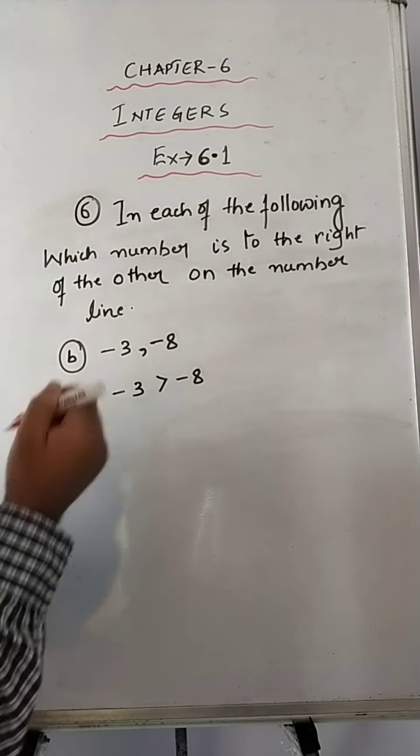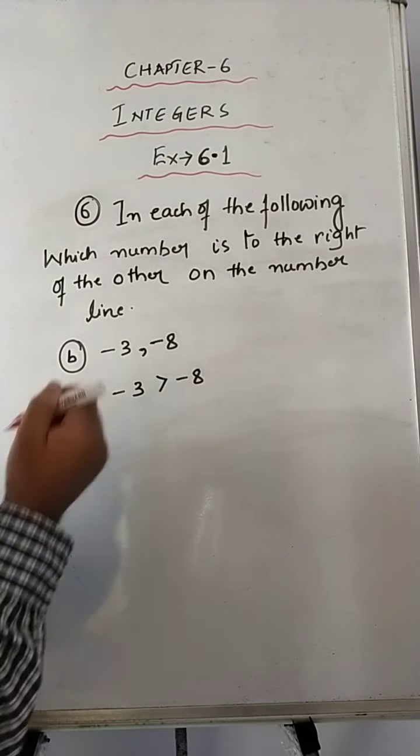-3 lies to the right hand side of the number line. Okay, now let's move on to sum number C. Now in sum number C, we have 0 and -1.